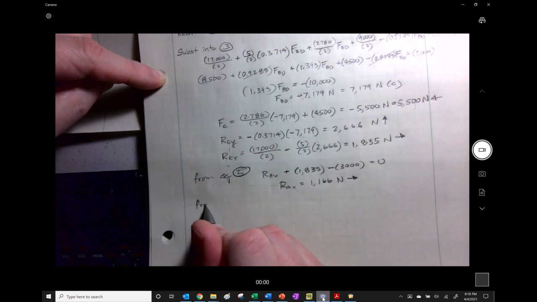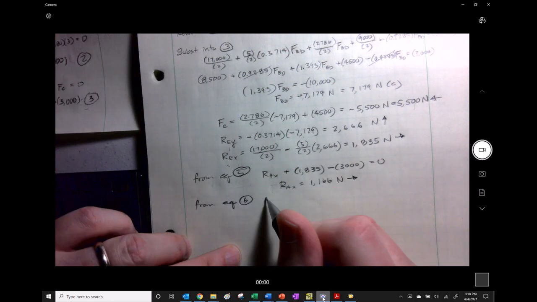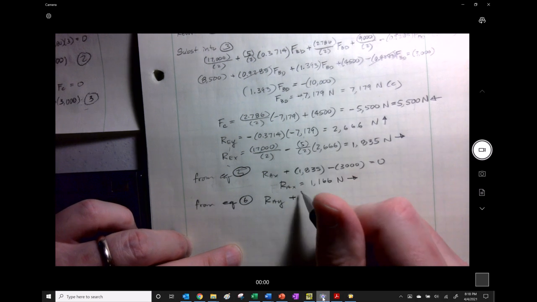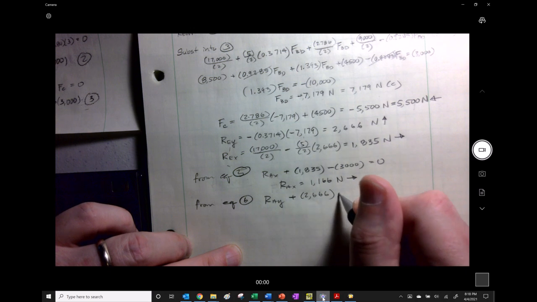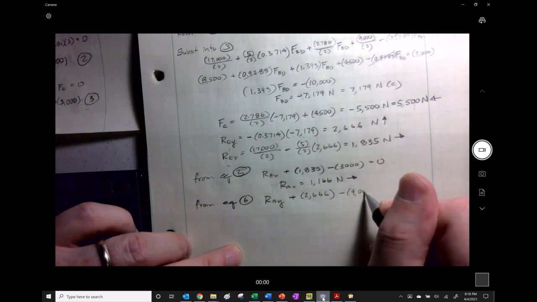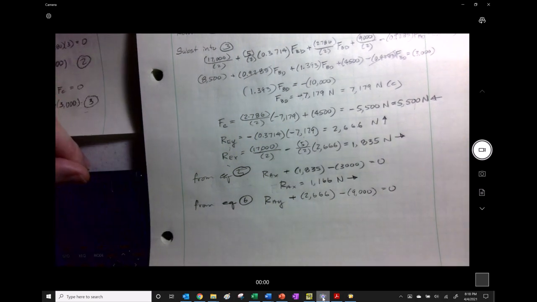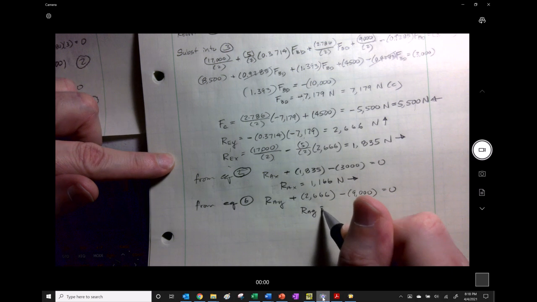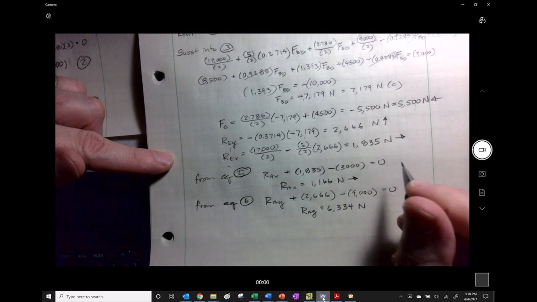And then from equation 6, we had that RAY plus REY, 2,666 right there, minus 9,000. So 2,666 minus, and we get RAY was 6,334 newtons, and also up.